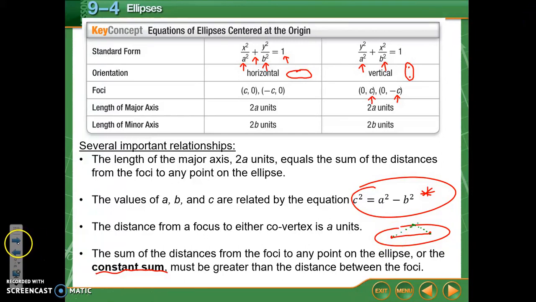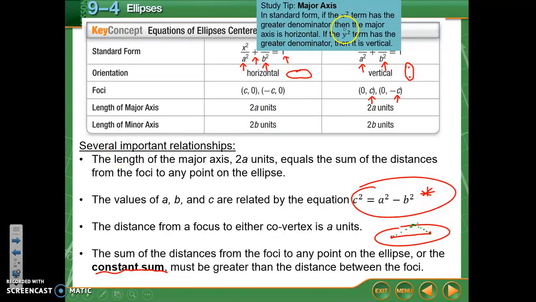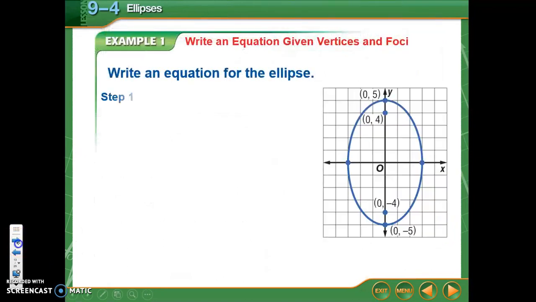Okay, that's a lot of time on vocabulary and things like that, but it's really important to understand that, so we'll get as far through the notes as we can. This is just a reminder, written out. In standard form, if my x term has the bigger number under it, it's horizontal. If the y term has the bigger number under it, the bigger denominator, then my ellipse is vertical.